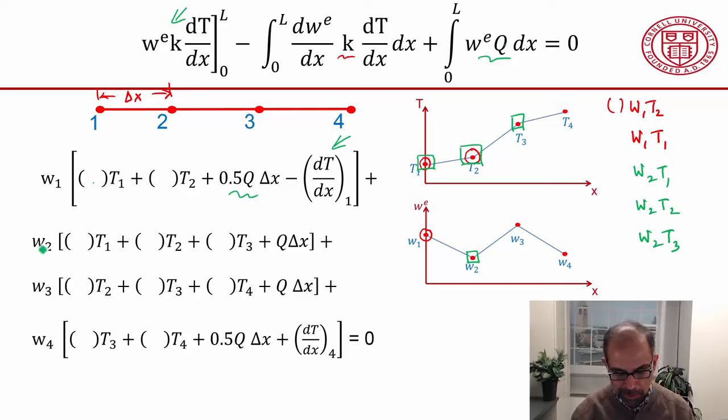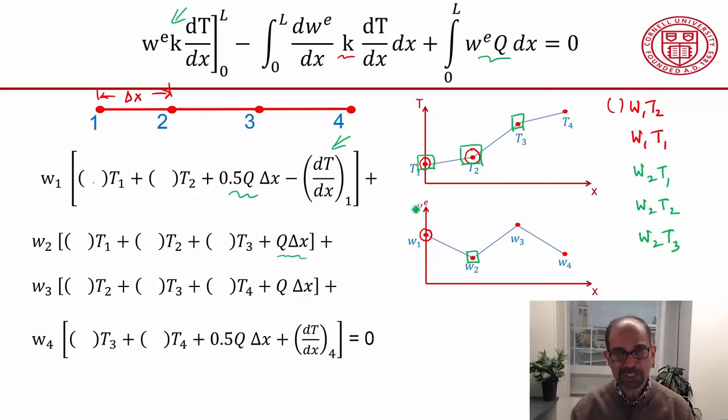And similarly for W2, you will get terms where it's multiplying T1, T2, T3 as we talked about, and then you will get a term from there, from the heat generation term, which is called a source term. But you won't get anything from this one. This gradient term at the boundaries will affect only the nodes at the boundaries. Since node 2 is not at the boundaries, you don't get that term here. And similarly for W3 and W4, that's equal to 0.